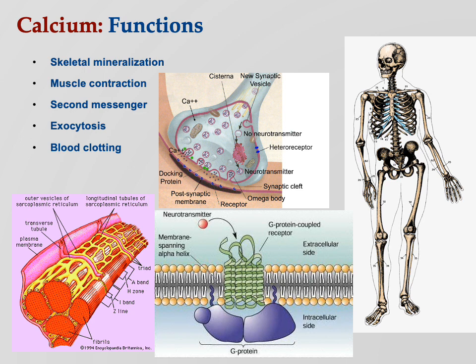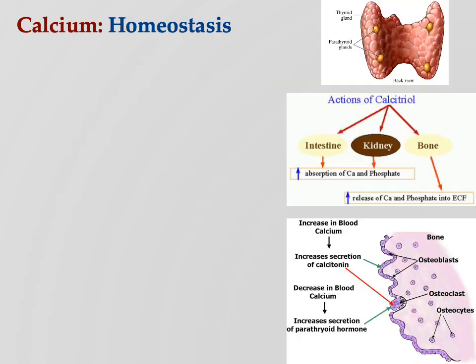Exocytosis, so remember neurons don't release neurotransmitters unless there's calcium. And blood clotting, remember that was part of the blood clotting series of reactions, all right? So the whole cascade of blood clotting. So calcium, yeah, it's pretty important. So how does homeostasis work? We know about this. Here's where we studied in Bio 201.